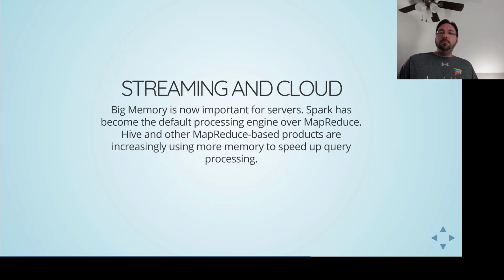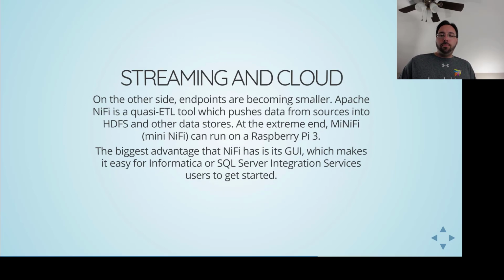Memory is at least as important as disk at this point. Spark has become the default. MapReduce is a lot less popular today than it was 3 years ago because Spark is just so much faster. And what we're seeing is not necessarily an abandonment of MapReduce, but we are seeing mechanisms to process faster within the MapReduce paradigm and mechanisms to avoid MapReduce if we can get it faster than that.